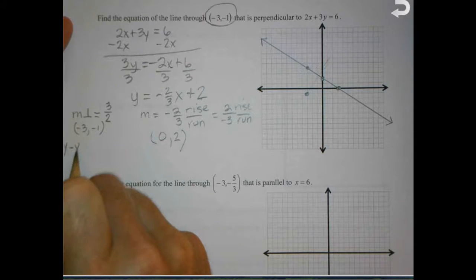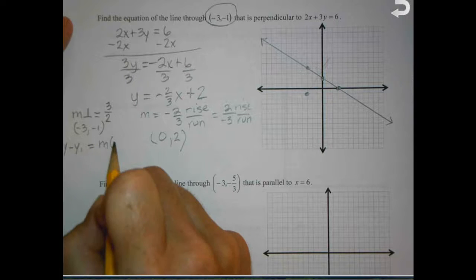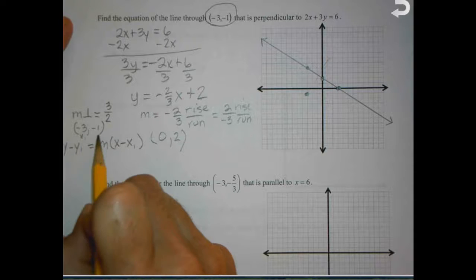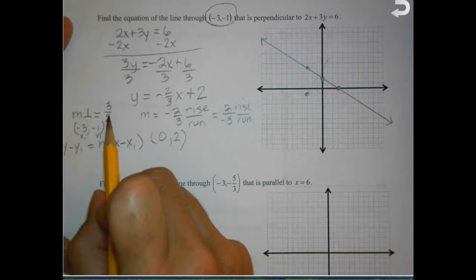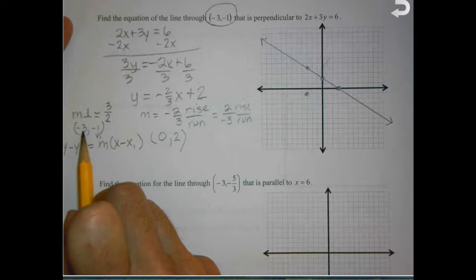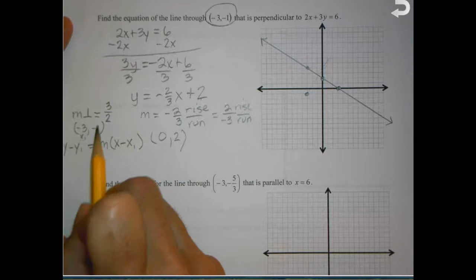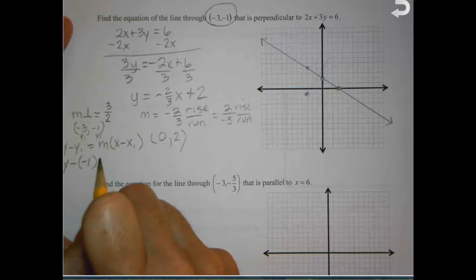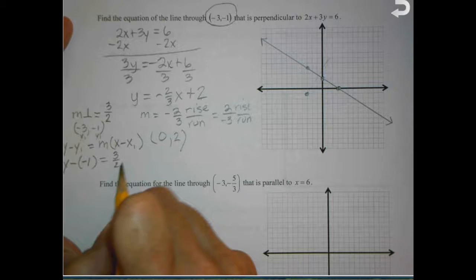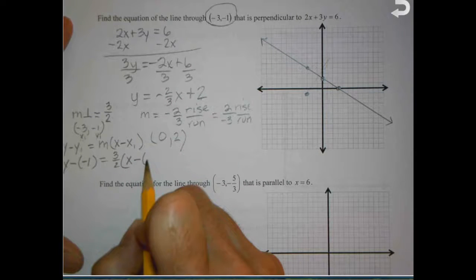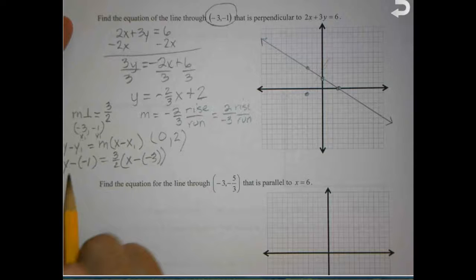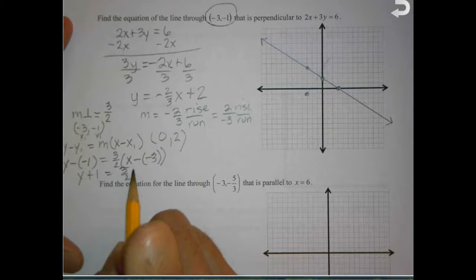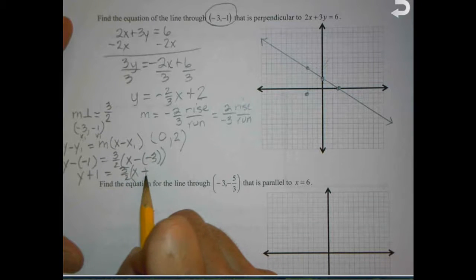y minus y1 equals m times the quantity x minus x sub 1. And this is my x sub 1 and my y sub 1. So I put in that 3 halves for the slope, the negative 3 for the x sub 1, the negative 1 for the y sub 1. So I have y minus a negative 1 equals 3 halves times the quantity x minus negative 3. And then I end up with y plus 1 equals 3 halves times the quantity x plus 3.